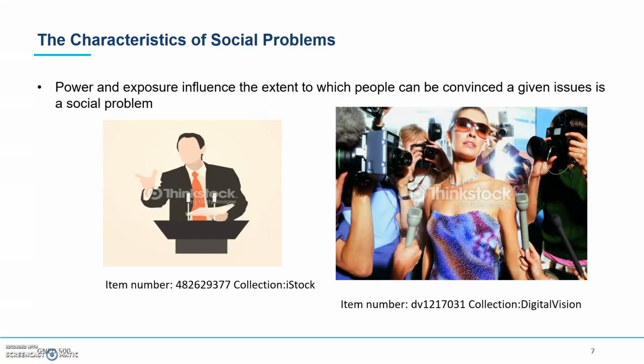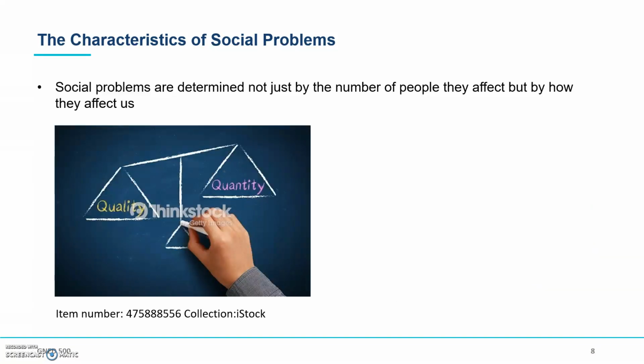Rather, the idea of claims makers and the greater access people with power have to the media and the public means that certain issues are more likely to be taken up as social solely due to the status of those promoting them. Thus, social problems are determined not just by the number of people they affect, but by how they affect us. Traditional definitions of social problems claim that a problem is social if it affects a large number of people. While this is a factor, it is not the only consideration.